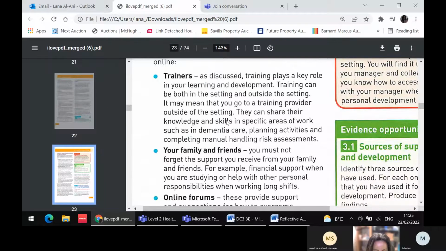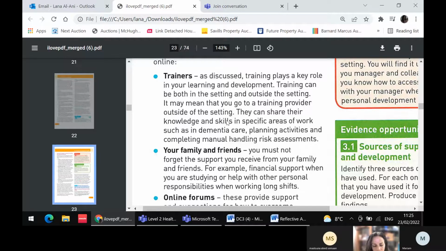The manager could book for a day, not to come to the organization. We'll book you, and then all of you can go somewhere to get this training with another training provider. So the trainers, as discussed, play a key role in your learning and development. And training is very important, whether it is inside the setting or outside the setting. No matter what, any training provided, you should always take it.